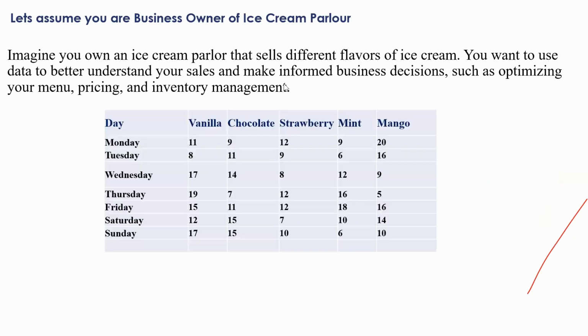So I have the number of cones of ice cream sold from Monday to Sunday for these 5 flavors. For example, for vanilla ice cream, on Monday 11 cones are sold, Tuesday 8 cones, Wednesday 17 cones, Thursday 19 cones, Friday 15, Saturday 12, Sunday 17. Like that, for every flavor, strawberry, chocolate, mint, mango, I have certain data points.